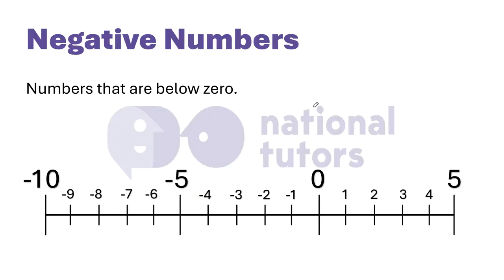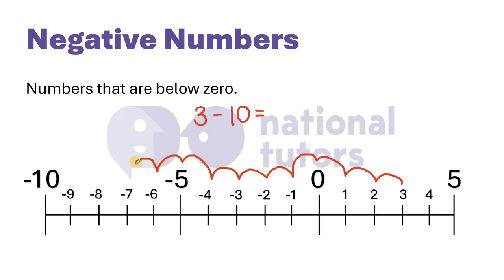So one more example then, I think. Let's start with the number 3, and we're going to take away 10. 1, 2, 3, 4, 5, 6, 7, 8, 9, 10. And we have got the answer negative 7.